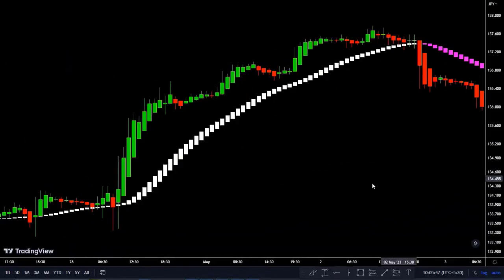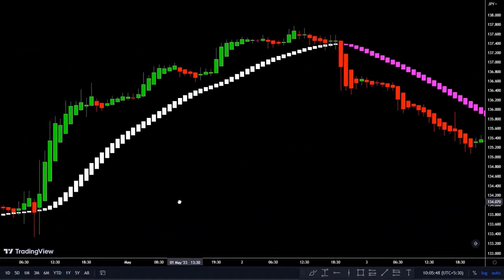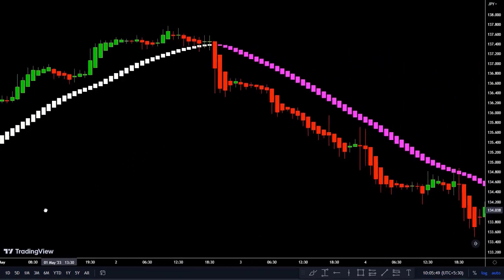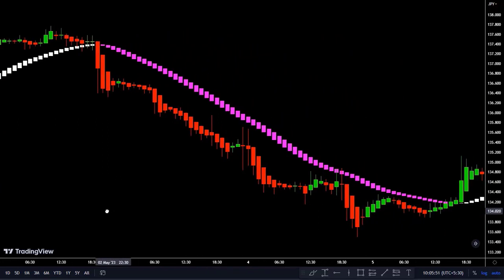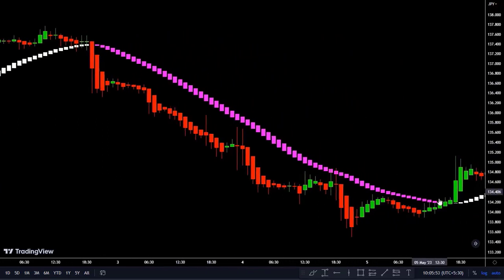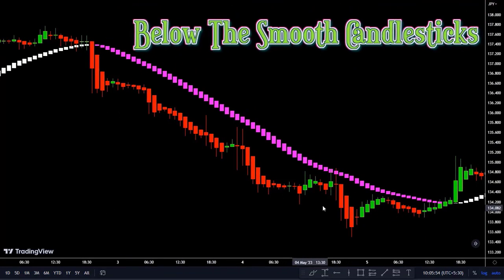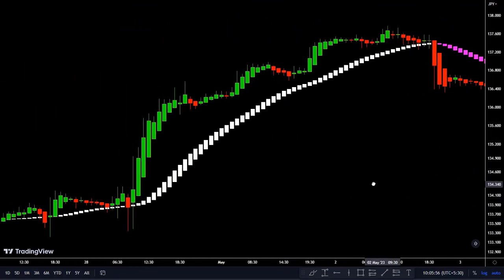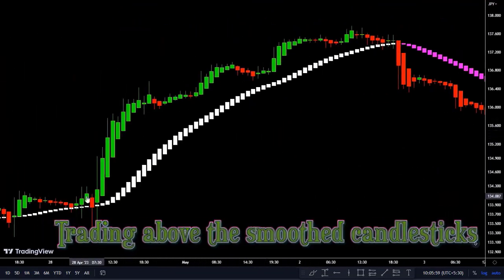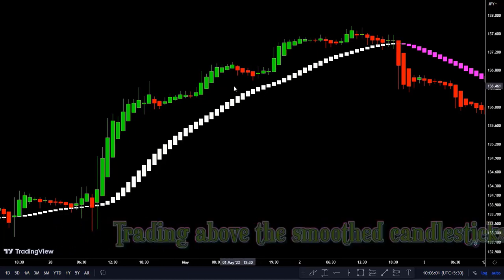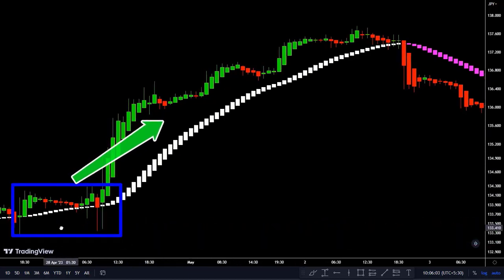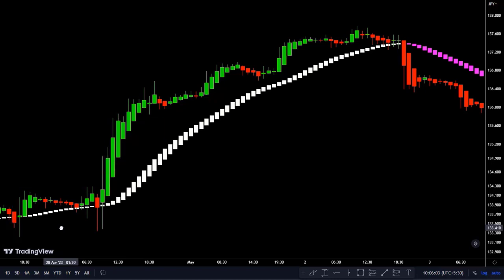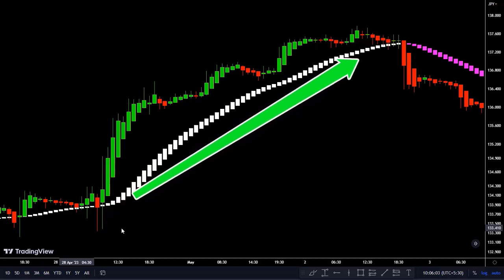Another powerful way of reading the indicator is by looking at the price action position relative to the smooth Heiken Ashi candlesticks. You will often notice that when the current market trend is bearish, the price action will trade below the smooth candlesticks. When the trend is bullish, the price action will usually be trading above the smoothed candlesticks. As you can see here, the price crossed above the smoothed candlesticks. In other words, once the candlesticks turn white, there will be a high probability of the uptrend continuing.